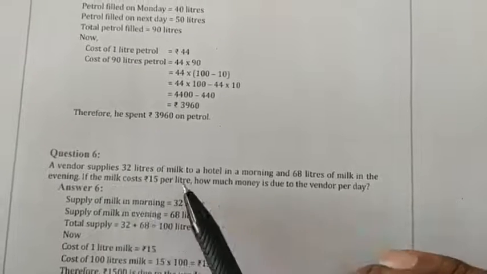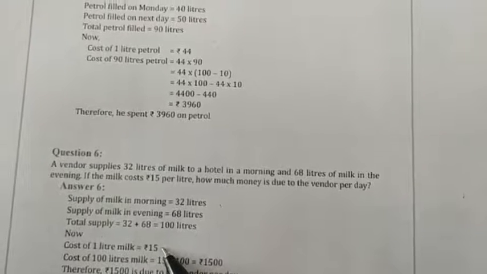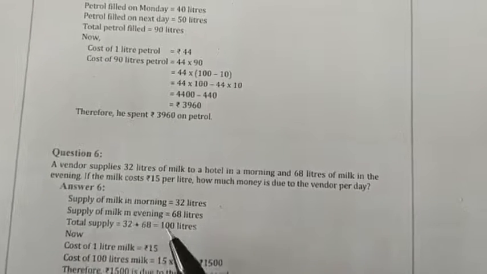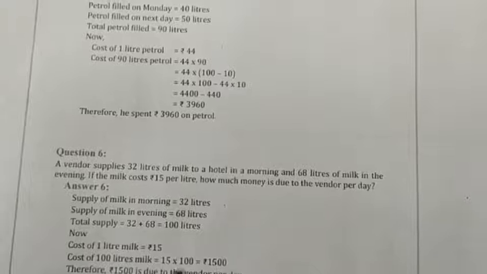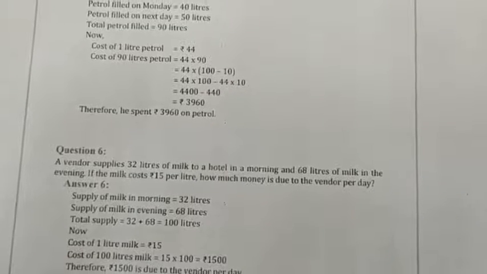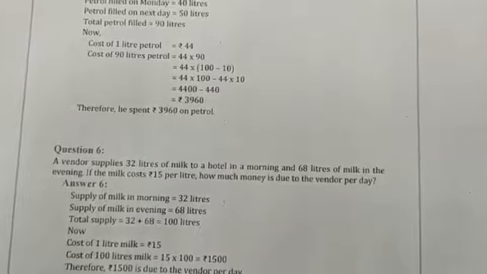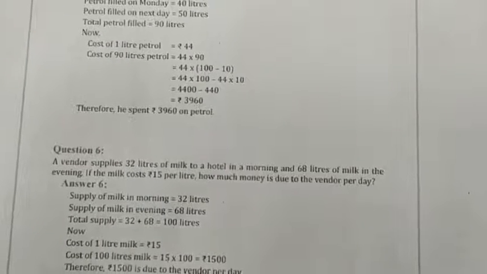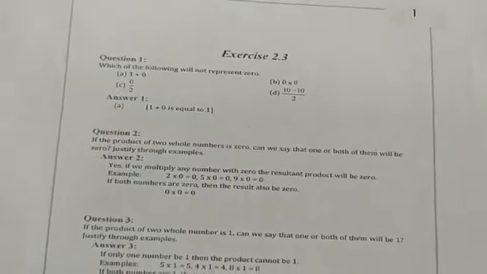Now we know that per liter, it means 1 liter of milk costs rupees 15. And how many liters of milk are there in one day? That is 100 liters. Then 100 liters of milk will be 15 into 100, 1500 rupees. So the vendor is due per day rupees 1500, or the cost of the milk per day is 1500, right? So that's the word problem of this exercise.